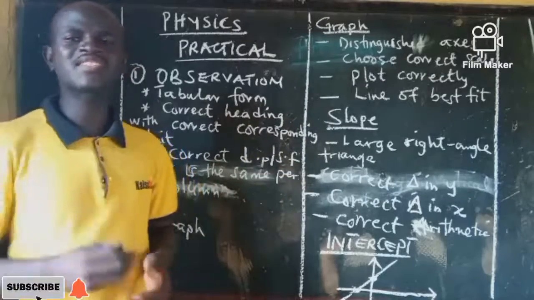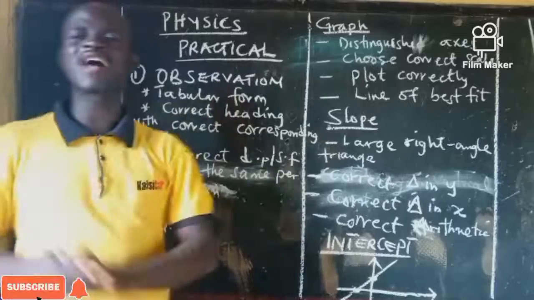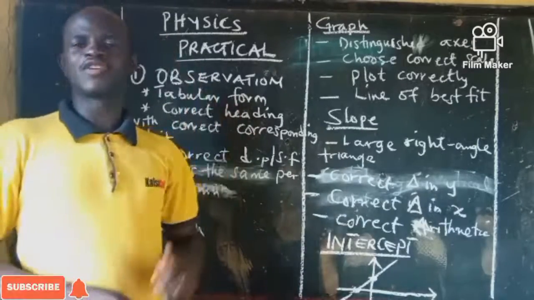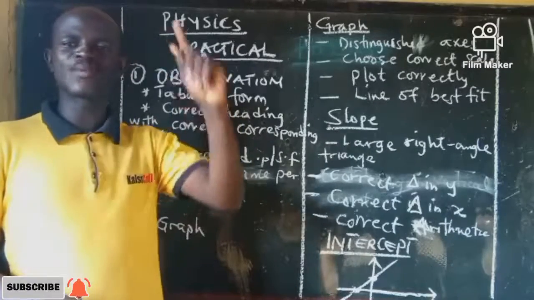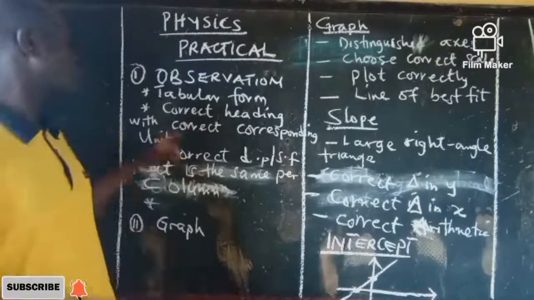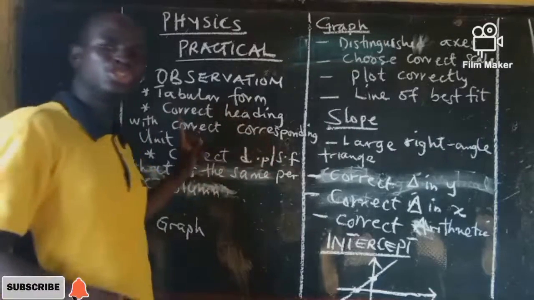Observation. The first thing you need to know concerning physics practical is that your observation must be in tabular form. Don't wait for the question to tell you that. It's very compulsory. It must be in tabular form. Number 2, take note of correct headings with correct corresponding units.